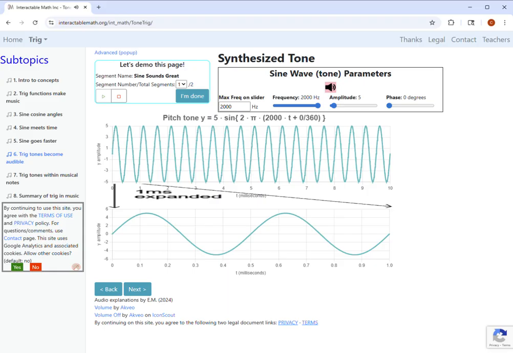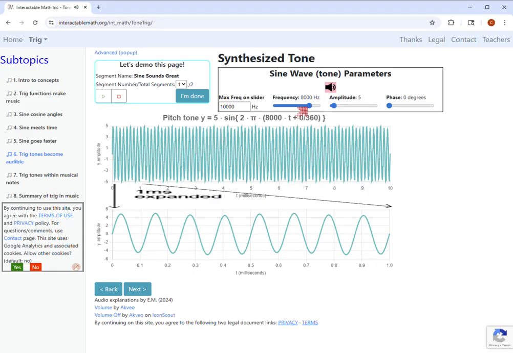Finally, I will take the frequency up to 8 kHz. Notice I need to increase the max frequency of the slider. It sounds like an annoying buzz to me. There are no musical instruments that I know of that can go that high. I'm going to stop this sound since I find it irritating.